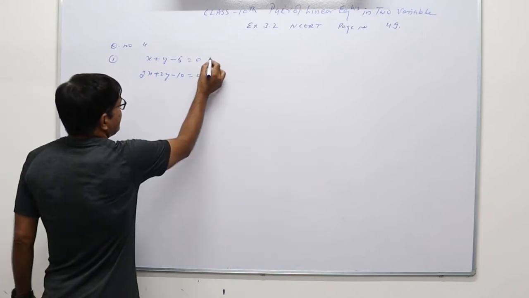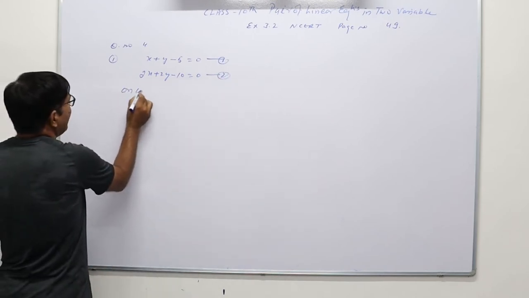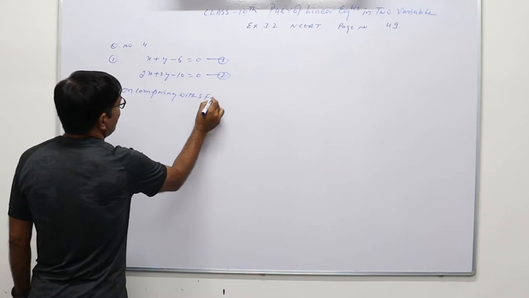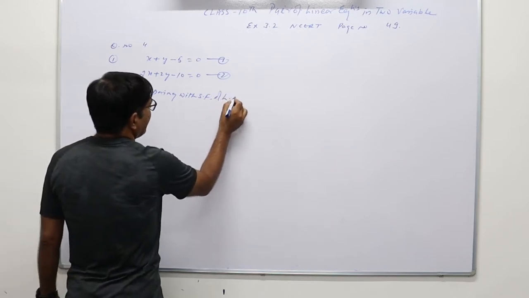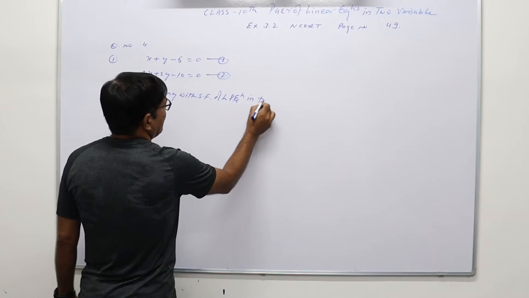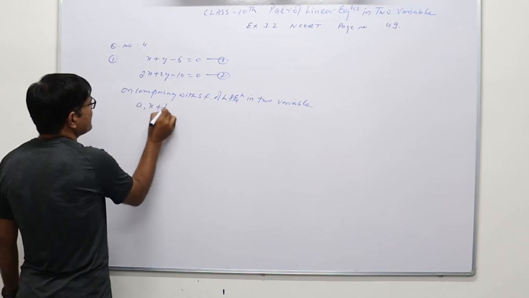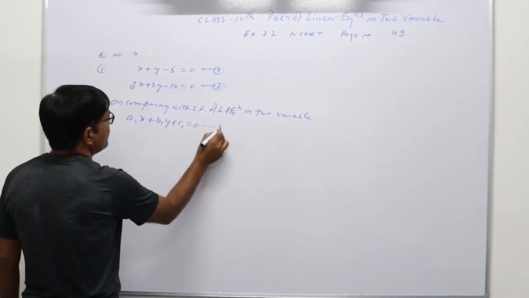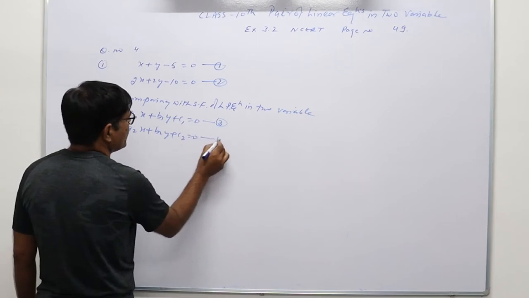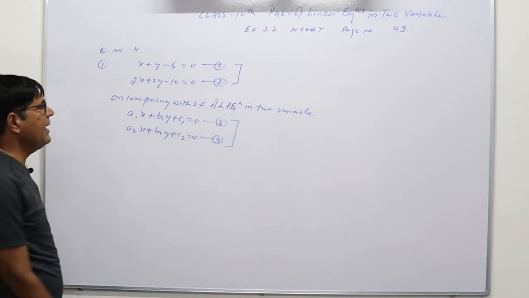The system is given in this way, so we will compare with the standard form of linear equations, the pair of linear equations in two variables, that is, let the first be a1x plus b1y plus c1 is equal to 0, and the second is a2x plus b2y plus c2 is equal to 0. So this is the standard form of a pair of linear equations and this is the given pair of linear equations.